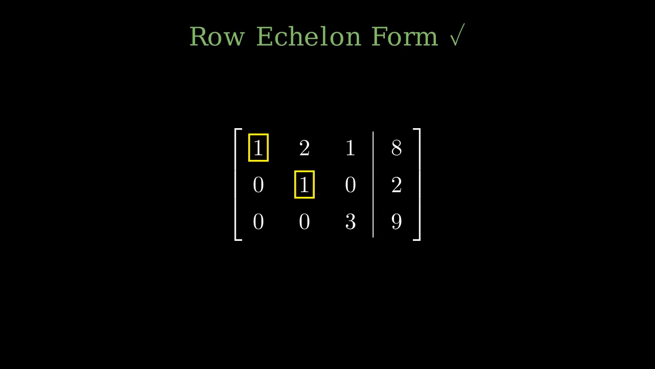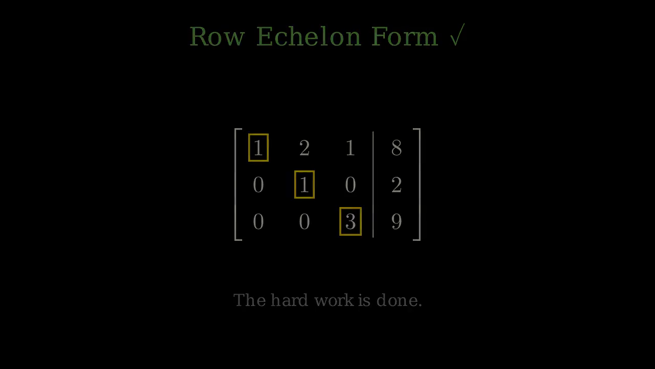From here, we read the solution from the bottom up. The last row directly tells us the value of z. Plug that into the second row to get y, then plug both into the first row to get x. This process is called back substitution.